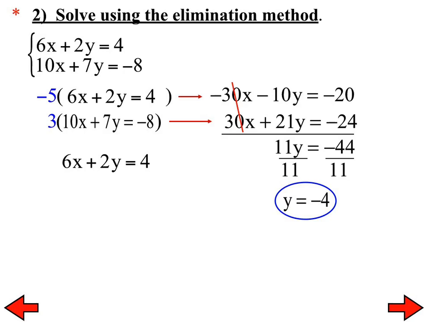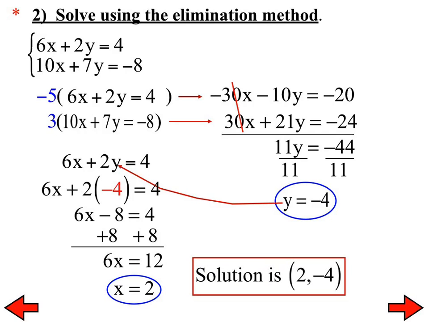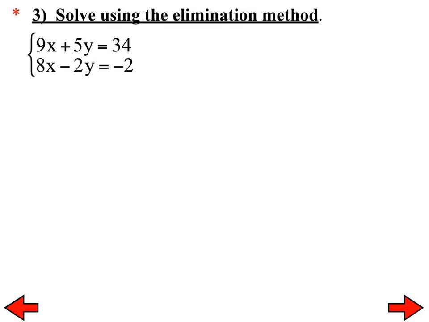From there, you can plug it into either equation. To me, it looks like the first one is easier to deal with. So that's where I'm going to substitute it into. That gives me this. And when I solve, I get x equals 2. So my solution is (2, -4). And I should mentally check to make sure that that works. All right. Let's give number 3 a shot.